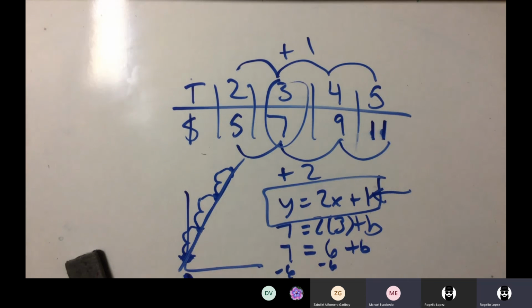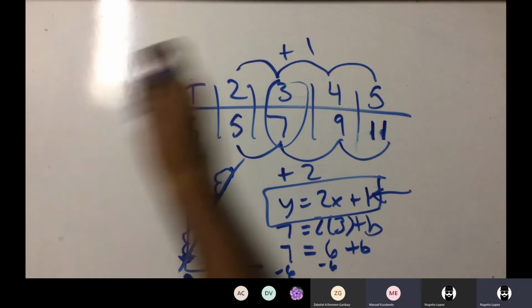But it's not passing through 0, 0. Okay, so this one is not proportional. Okay, let's go ahead and check the last one because that seems like it's going to be the answer.